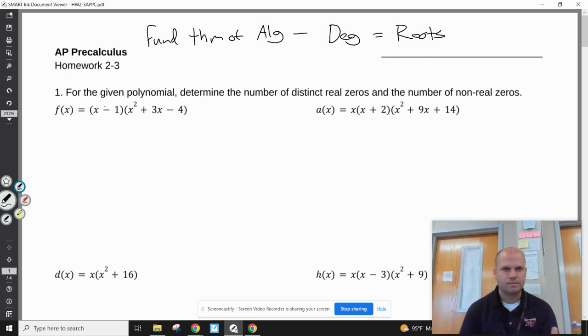Okay, so we see 1, 2, 3. If I distributed this out, we would have an x cubed. You're going to have 3 roots.